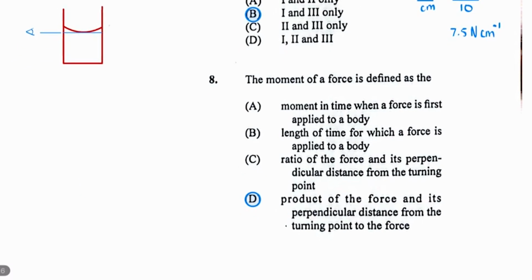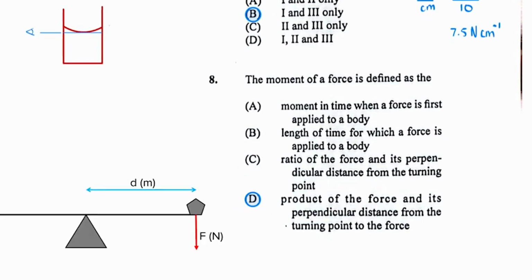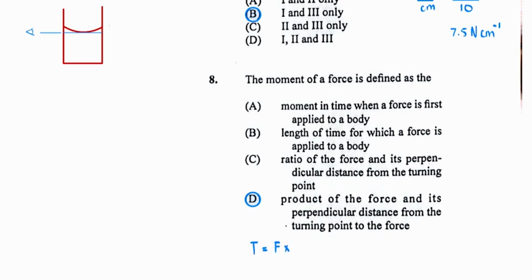The moment of a force is defined as the product of the force and its perpendicular distance from the turning point to the force. Right, so the formula they're talking about here is T is equal to force multiplied by the perpendicular distance from the pivot.